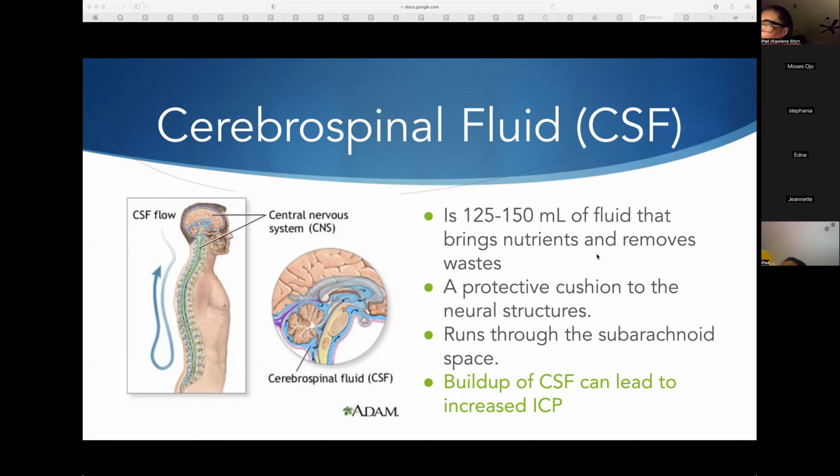Very good question. The cerebrospinal fluid is made in something called the ventricular system in the brain, in the choroid plexus. So I'll show you a picture. This is pretty much a picture of it. Whenever there's a blockage of cerebrospinal fluid, that can lead to increased ICP, or whenever there's damage to the brain, and we're going to talk about that.